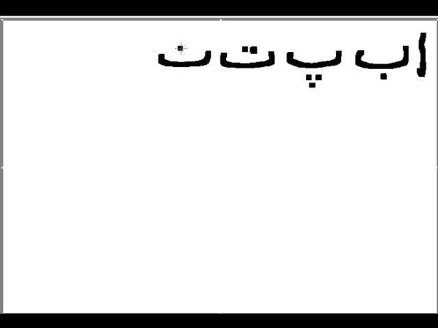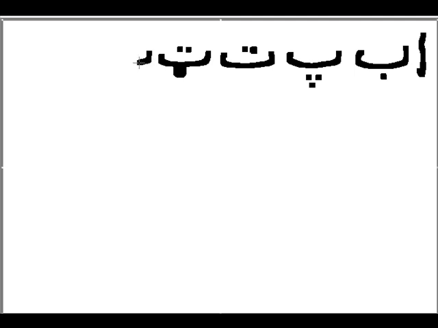Then you have Ba, pronounced as B, or like Ba. Then you have Pa, similar to Ba in drawing, with 3 dots in the bottom. Then you have Ta, 2 dots on top. Then you have the Pashto Ta, which is a retroflex T, with the tip of your tongue twisted back.